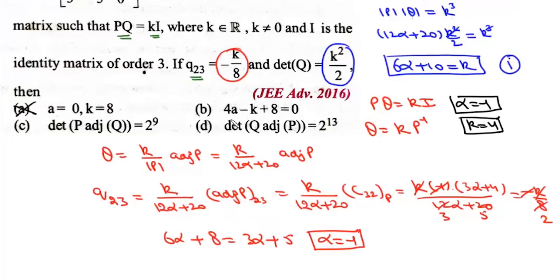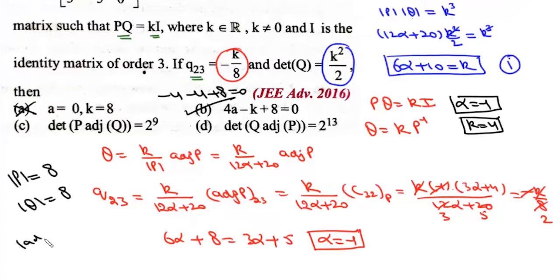Now 4A is basically 4 alpha. So it will be minus 4 and then minus K. There will be minus 4 plus 8 and it is 0. That means this option B is correct. Now we'll find the determinant of P. Now determinant of P is 12 alpha plus 20 and alpha is minus 1. So determinant of P is 8 and determinant of Q is K square by 2, which is 16 by 2. Determinant of Q is also 8.